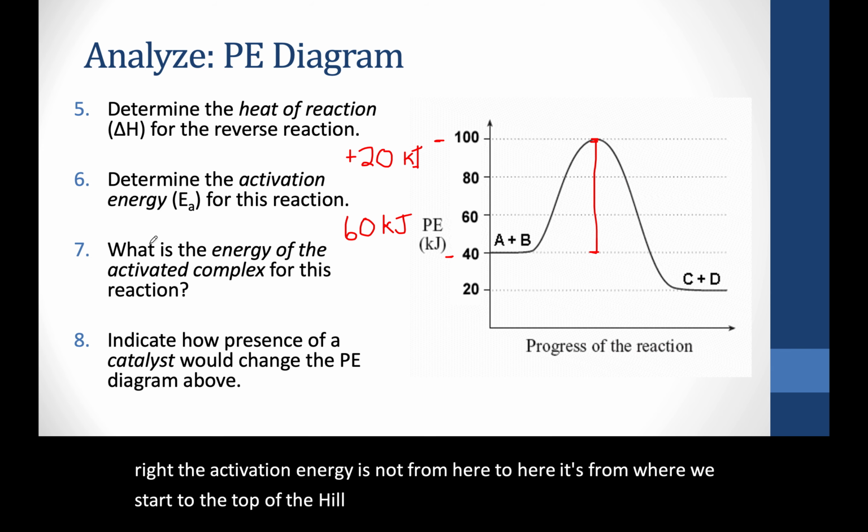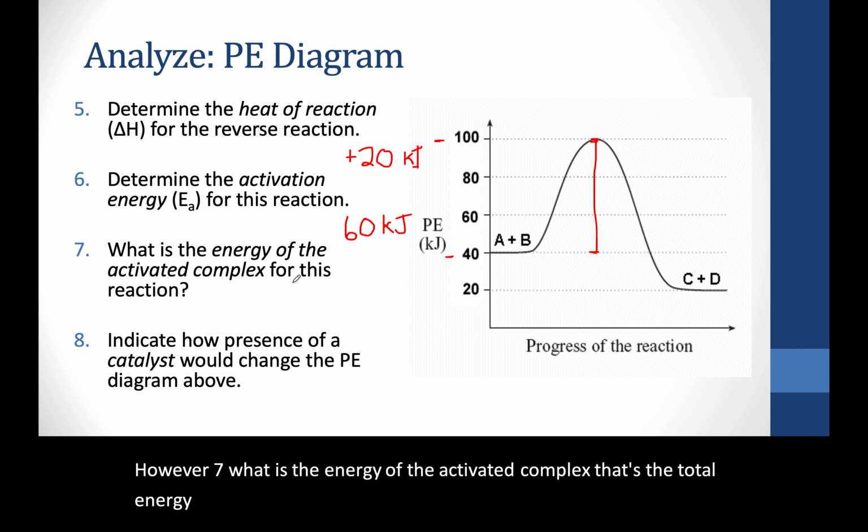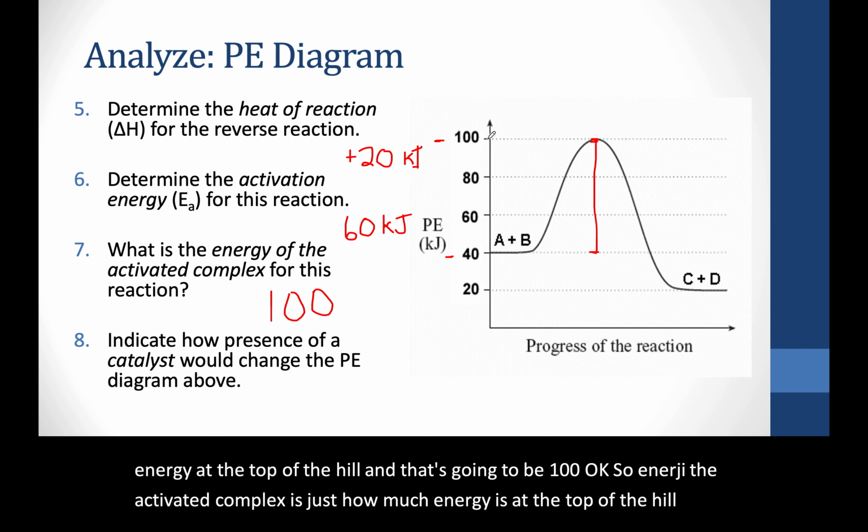However, number 7, what is the energy of the activated complex? That's the total energy at the top of the hill, and that's going to be 100. So the energy of the activated complex is just how much energy is at the top of the hill. You don't have to do any math. You just go to the top of the hill, go over, boom, it's 100 in this case, 100 kilojoules.